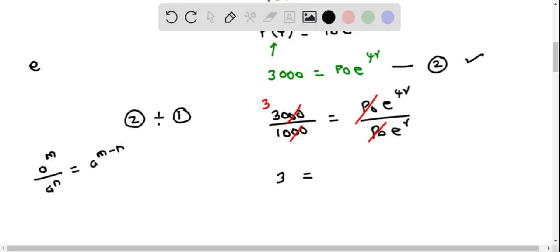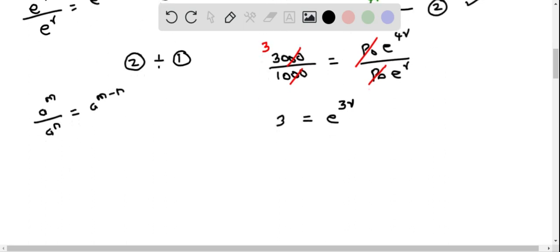And similarly, if we have to find e^(4r) divided by e^r, this equals e^(4r − r). 4r minus r is 3r. So this basically is e raised to the power of 3r. So I'm going to replace it over here. So this becomes e raised to the power of 3r.